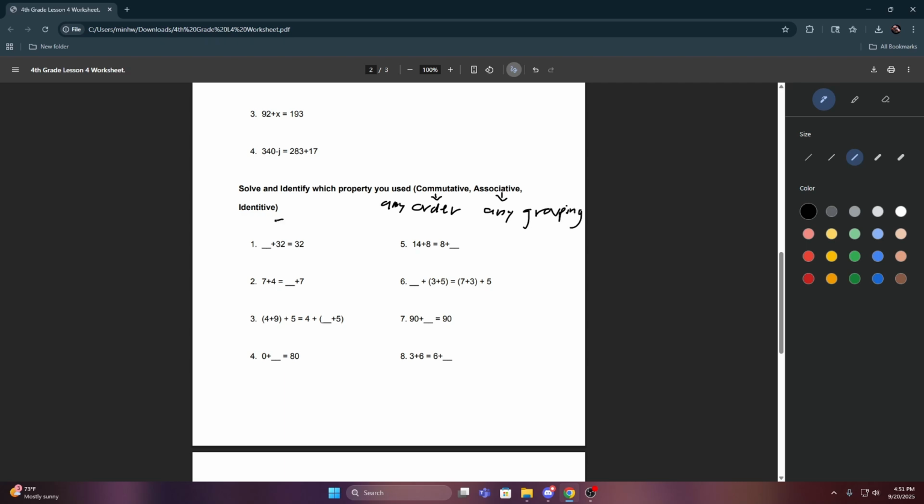And identity means anything you add by 0 will just be that number. So number plus 0 equals number. We'll write it like that. So let's give it a shot. I will do everything in this left row.